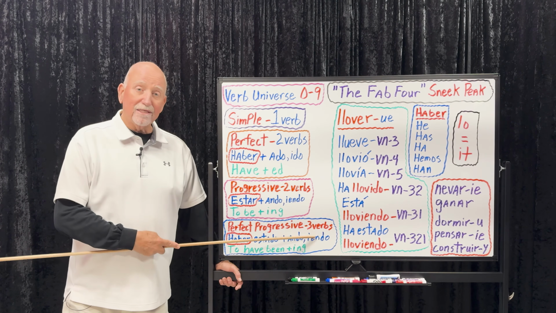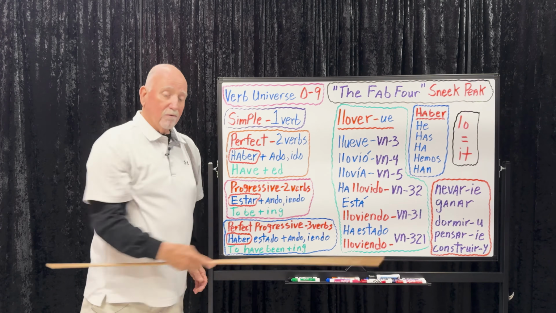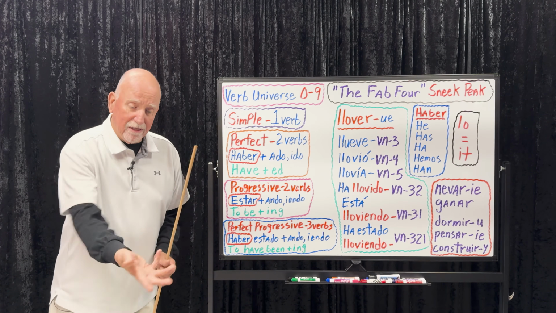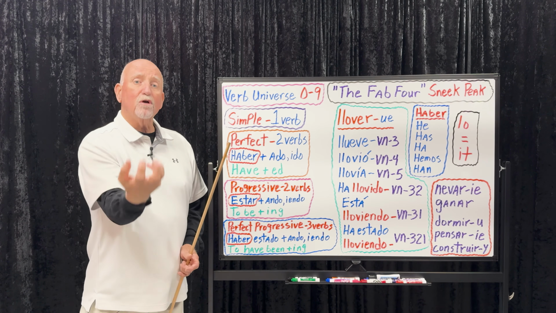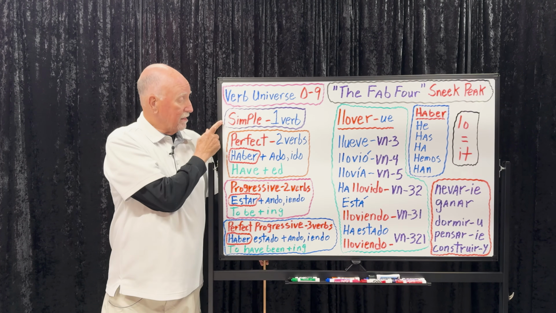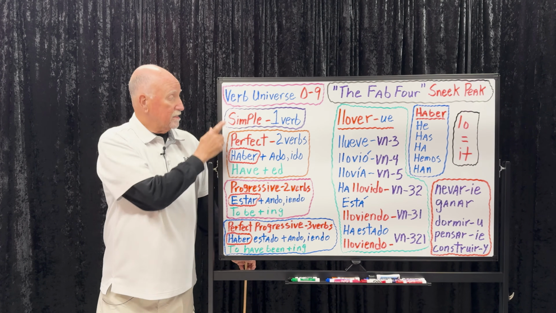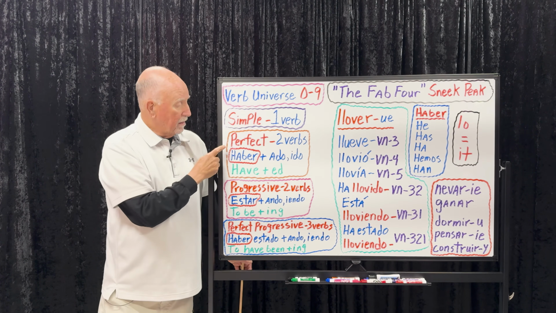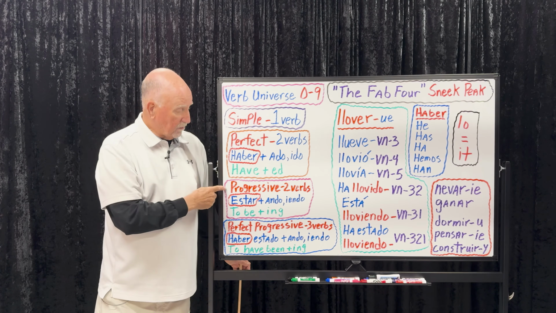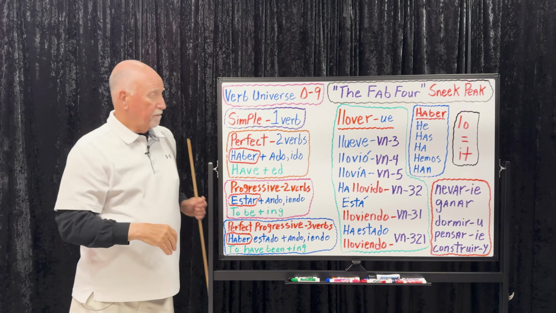It's like hitting a grand slam. The Fabulous Four, sneak peek. We're scattering seed, right? We're sprinkling the seed. We want them to germinate. Look, there are 4 types of verb constructions. Simple, perfect, progressive, and perfect progressive. Simple is when there's only one verb. Perfect is 2 verbs. Progressive is 2 verbs. Perfect progressive will be 3 verbs.